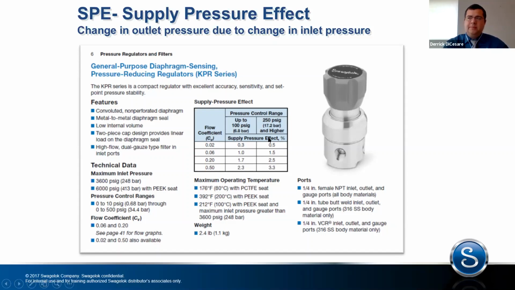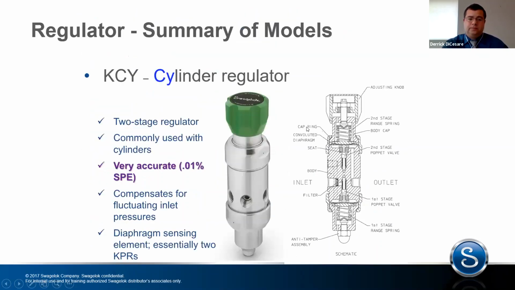The supply pressure effect may not be called that from other manufacturers. From Swagelok, it will be called that, and that's where to find it for each of the regulator series in our K series line. So to combat the effects of supply pressure effects, there is a two-stage regulator or a cylinder regulator.